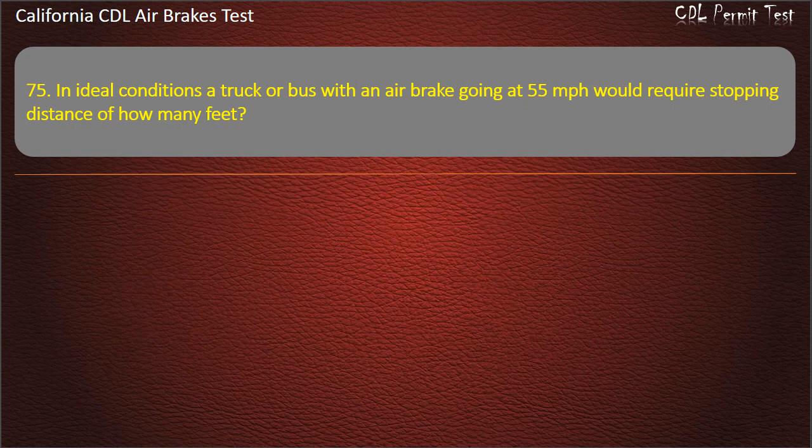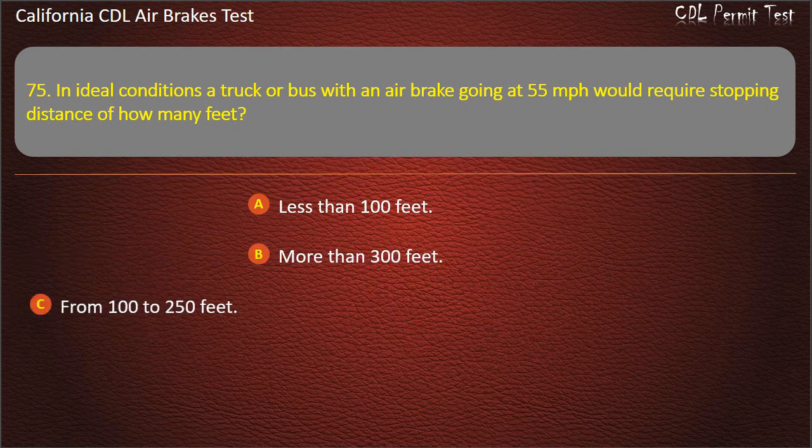Question 75. In ideal conditions, a truck or bus with an air brake going at 55 miles per hour would require a stopping distance of how many feet? Less than 100 feet. More than 300 feet. From 100 to 250 feet. Answer. More than 300 feet.